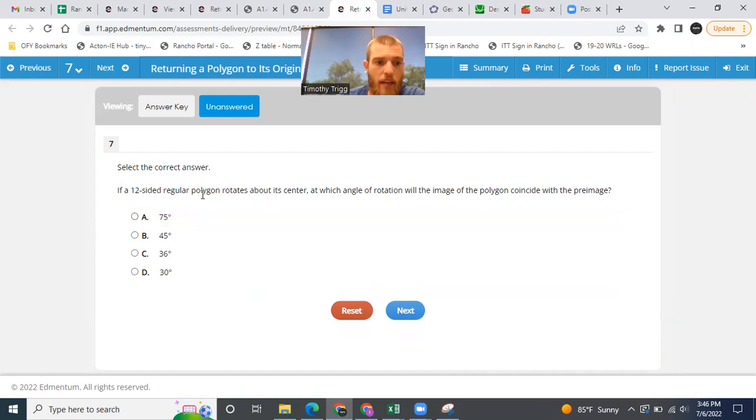If a 12-sided regular polygon rotates about its center, at which angle of rotation will the image of the polygon coincide with the preimage? So you could take the 360 and divide by the number of sides. That'll tell you the angle of rotation that'll map onto itself, at least the first angle of rotation.